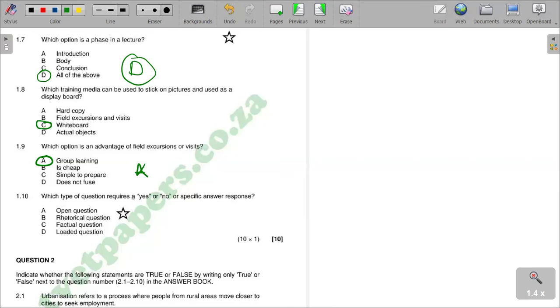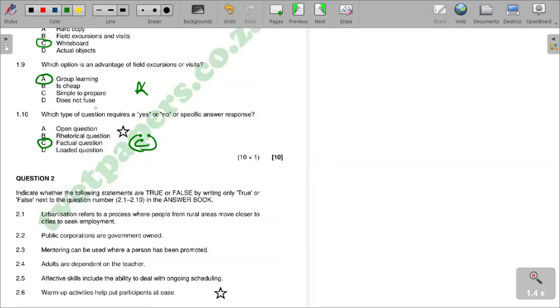Which type of question requires a yes or a no or a specific answer response? That's what you call a factual question, right? So let's move on to question two.